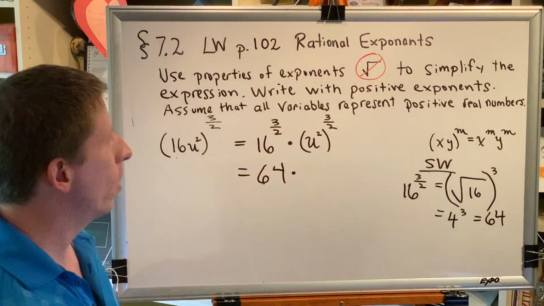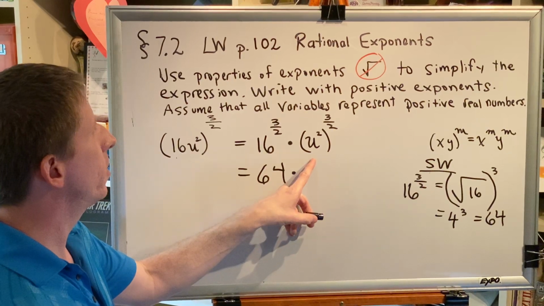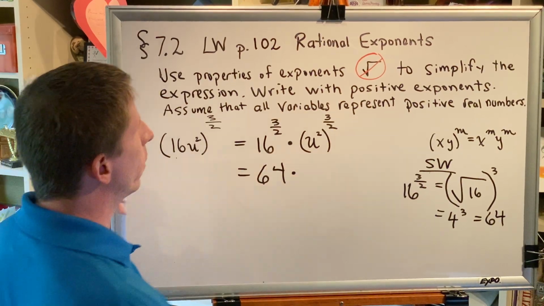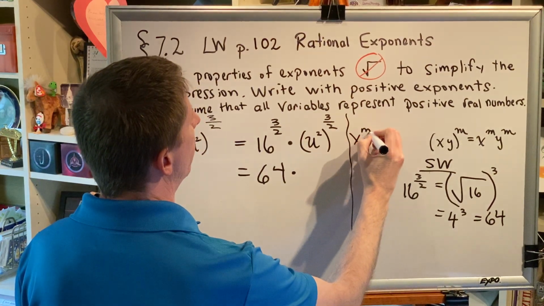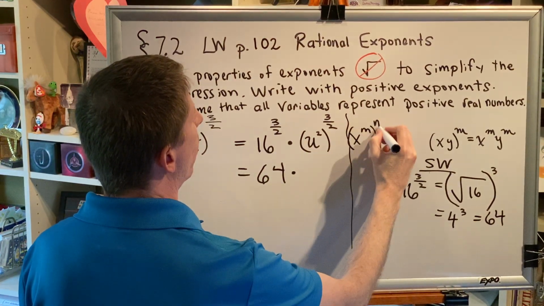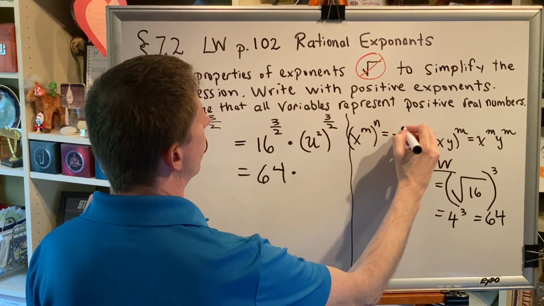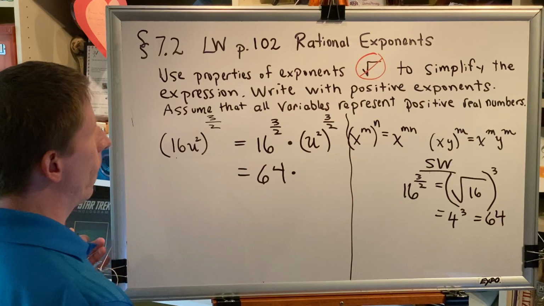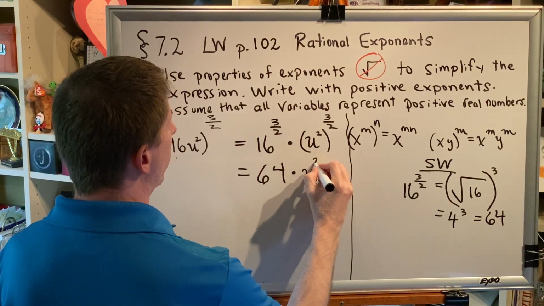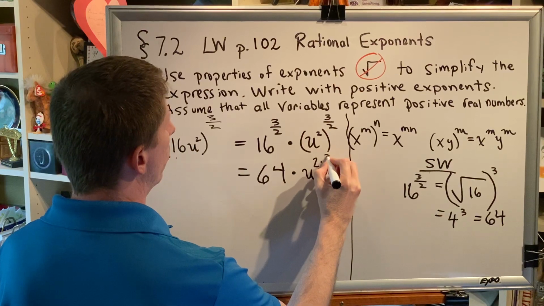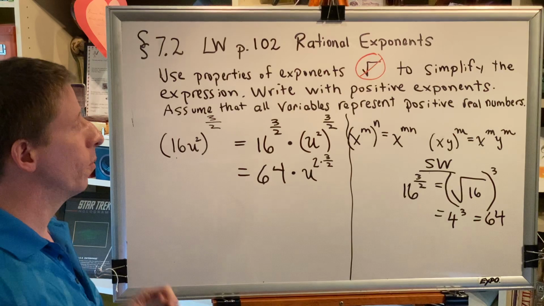Now we move to this part of our problem. Well, another exponent rule that will be helpful to us here is when you have x raised to the m and then raised to the n power, you multiply the 2 exponents together. So we get x to the m n power. In other words, we're going to write this as u raised to the power 2 times 3 halves. And we can do a little fractions math to simplify this.